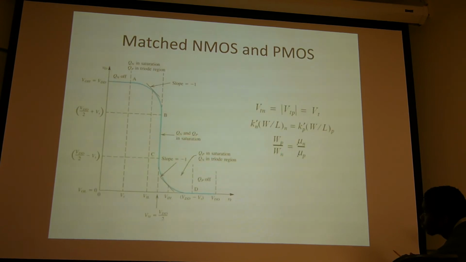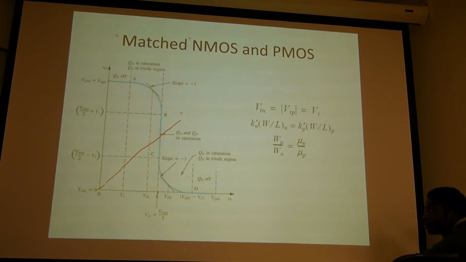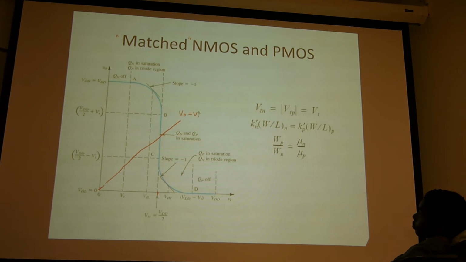And here we also assume the matched case. Okay, so this is an important concept. So what is matched case? The matched CMOS means NMOS and PMOS are matched. Matched means, by definition, this transition point is in the middle. So here, typically we'll also draw a 45 degree line, because this line means VO equals VI.